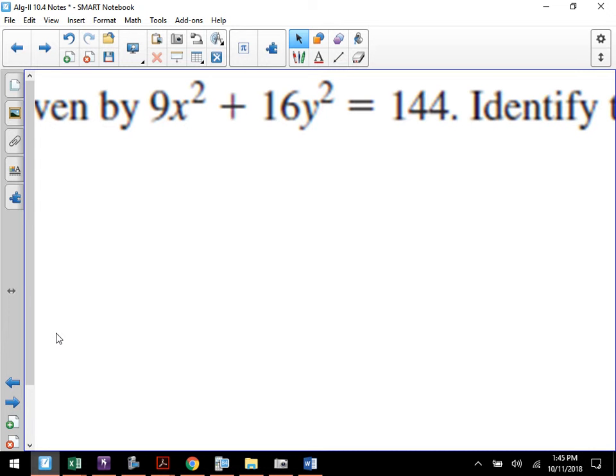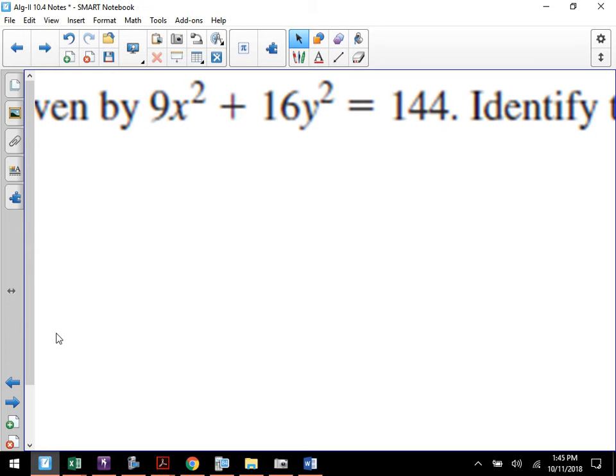When I say identify all the parts, when we do quizzes and tests on this kind of stuff, I usually list out where's your center, where's your vertices, where's your co-vertices, where's your foci, what are your equations of your asymptotes. That comes next week. Little things like that. We'll get there.